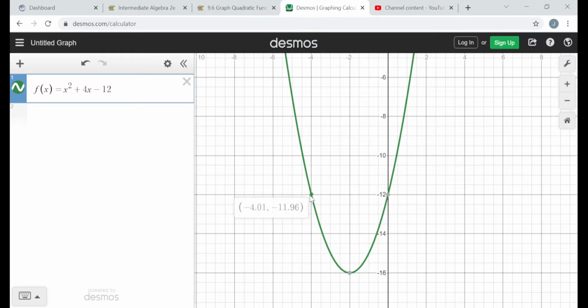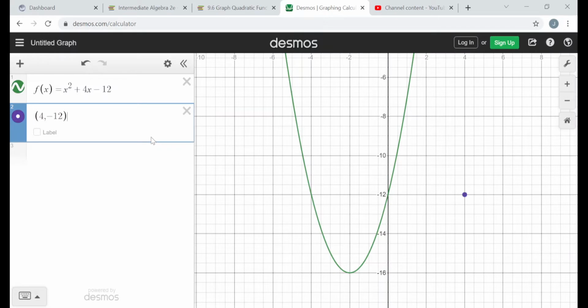Oop, should be there eventually. You know what? I can just put in the point. Ordered pair 4, comma negative 12. Not 4, negative 4, negative 12. Right. And there, see, there's that point negative 4, negative 12.